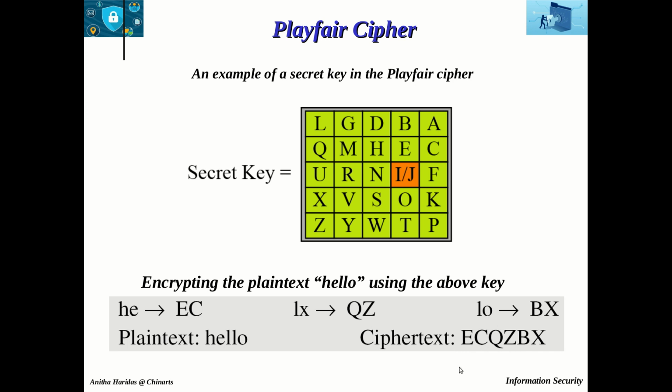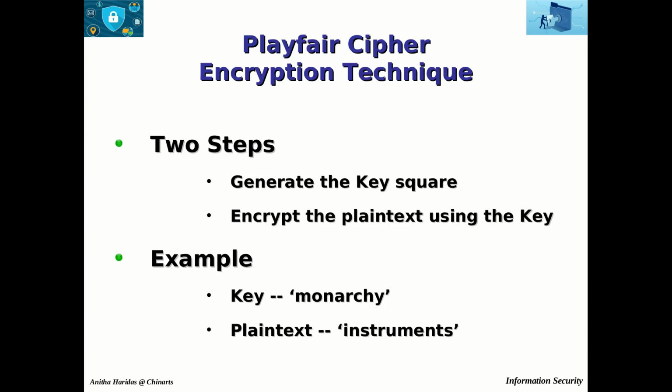So let us see how this is to be carried out, how we get the cipher text using the Playfair cipher. Let us see the procedure. Your Playfair cipher encryption technique has two steps. One, we have to generate the key square. Then the second one, encrypt the plain text using the key. These are the two steps that we have to do for the Playfair cipher.